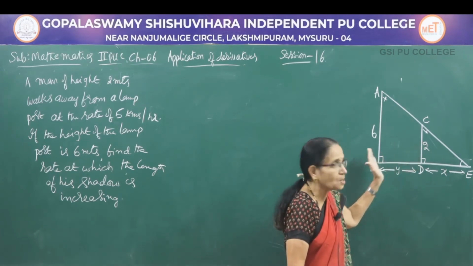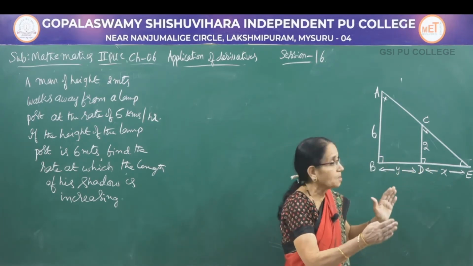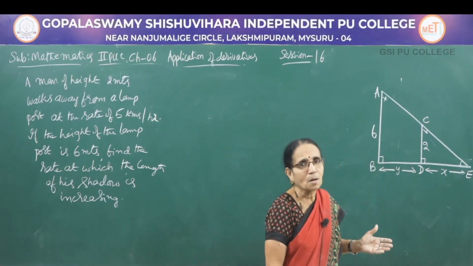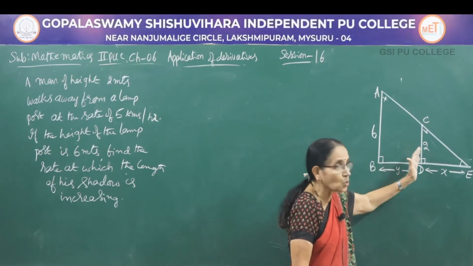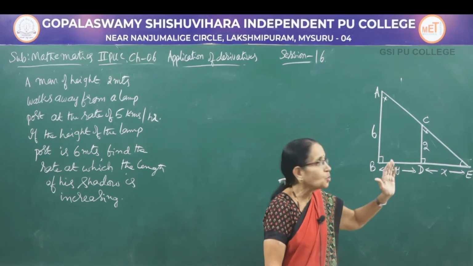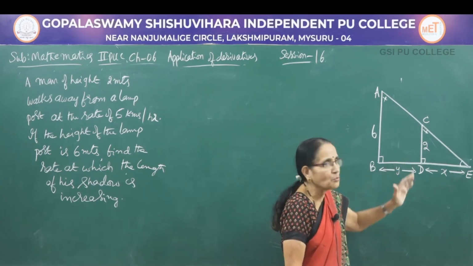Suppose you move towards the lamp post or towards the street light, this decreases gradually, and when you stand just behind it, you cannot see the shadow at all. So if you are moving away from that one, the length of the shadow increases. If you move towards the lamp, the length of the shadow decreases. So he is moving away from that one.